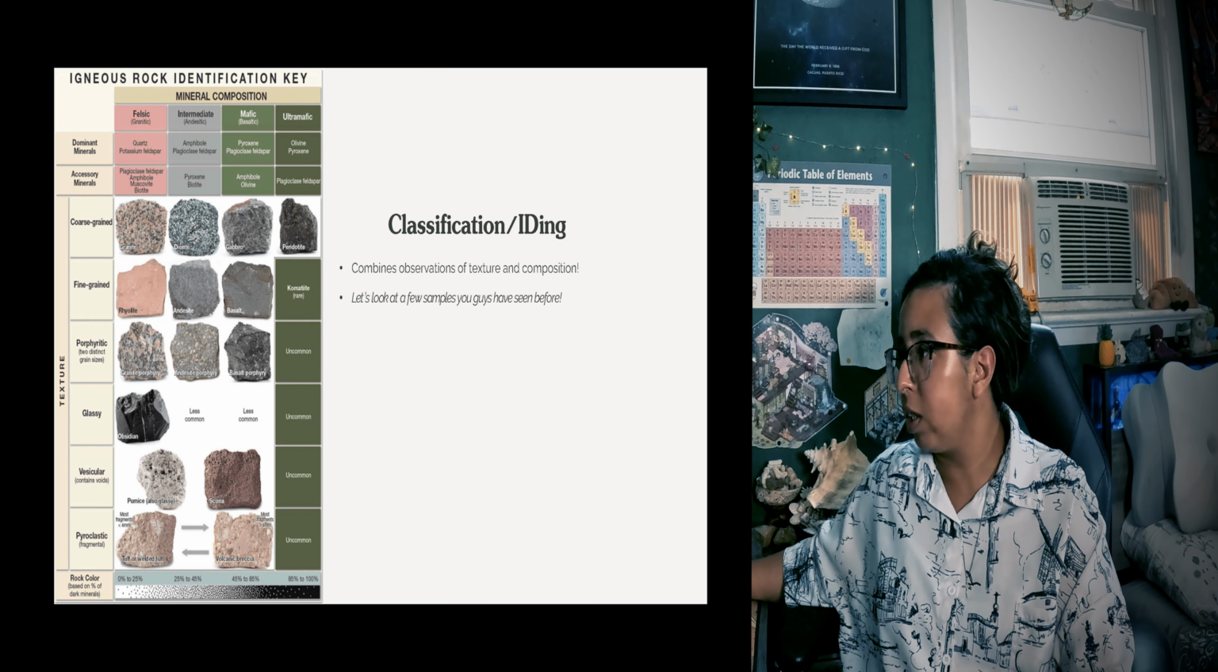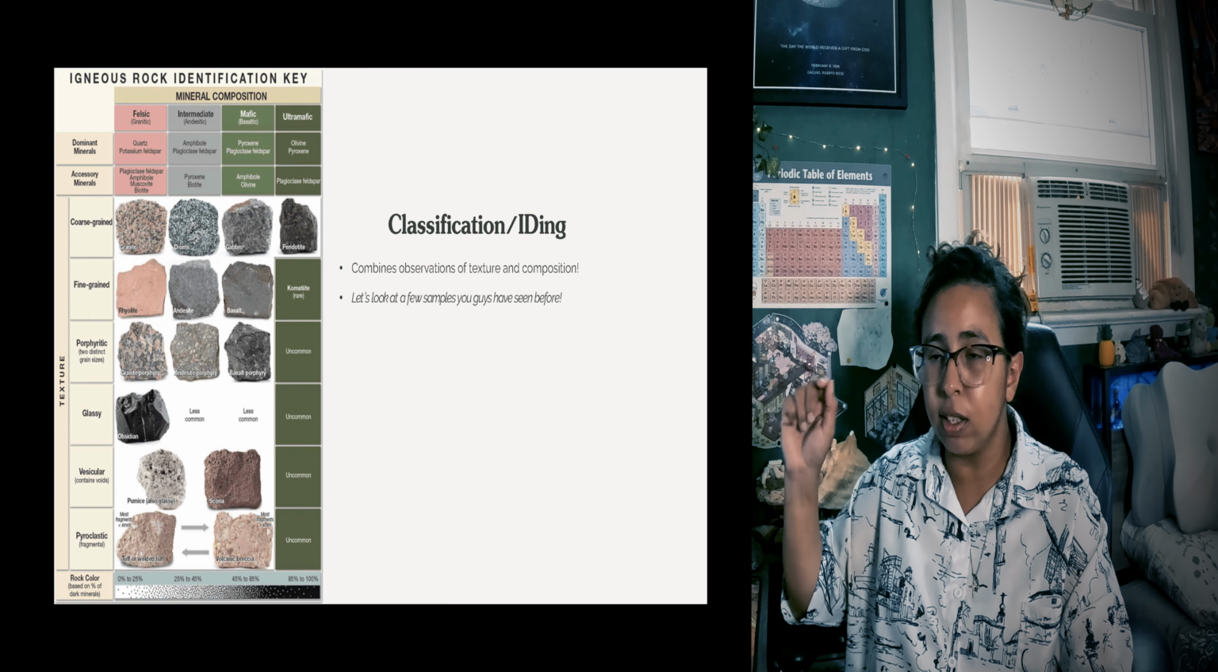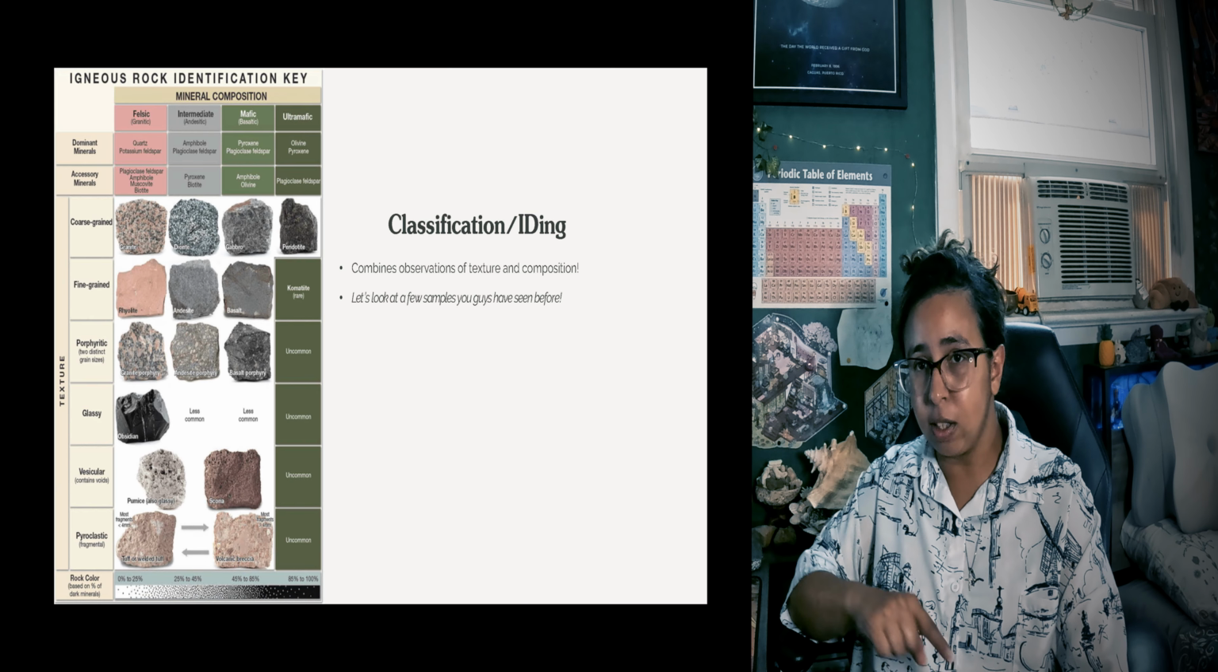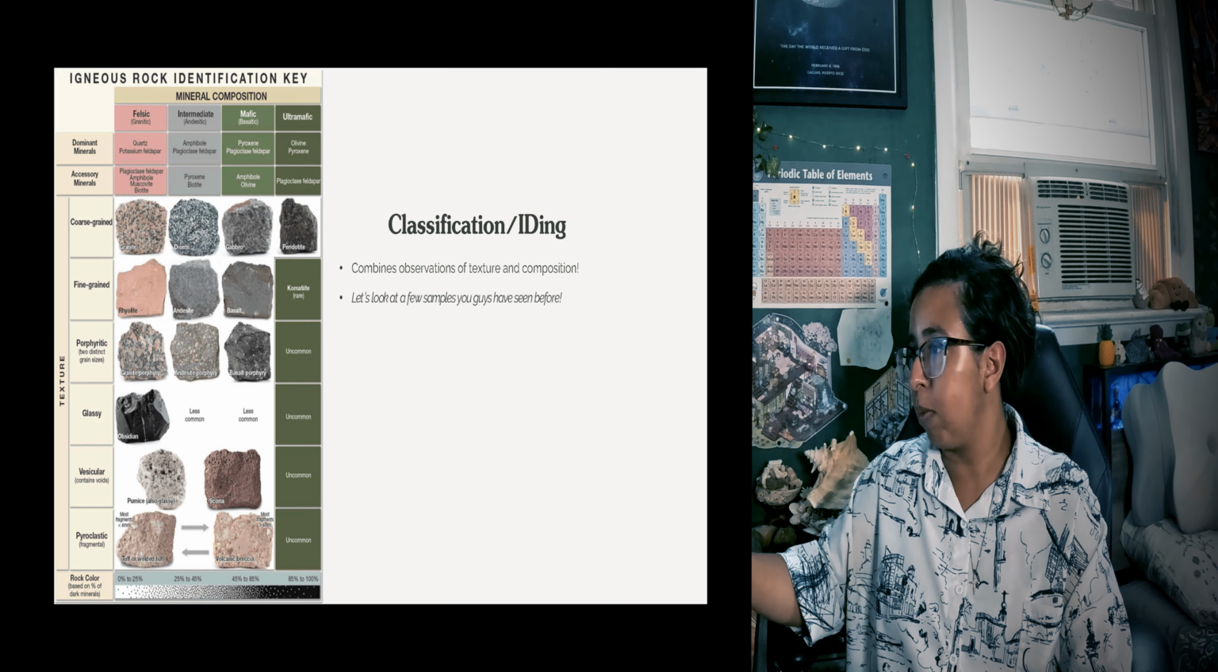Diorite is my favorite rock. That's all I have to say. It looks like Dalmatians or Oreos, cookies and cream. I'm not taking any questions about that.